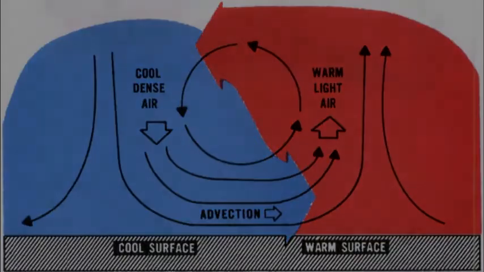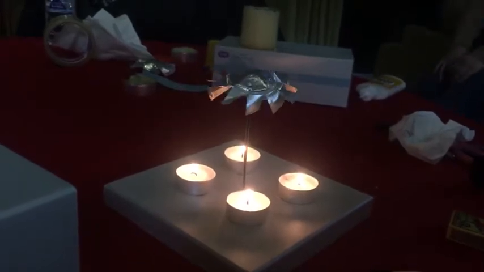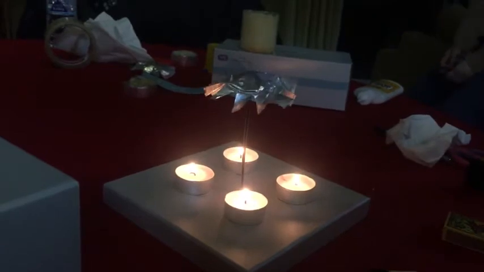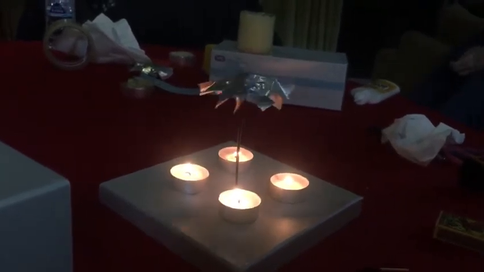Here is how convection can power this miniature carousel. The heated air above the candles rises upwards, getting in contact with fans at the top of the contraption. The fans catch the movement of the air and begin to rotate.